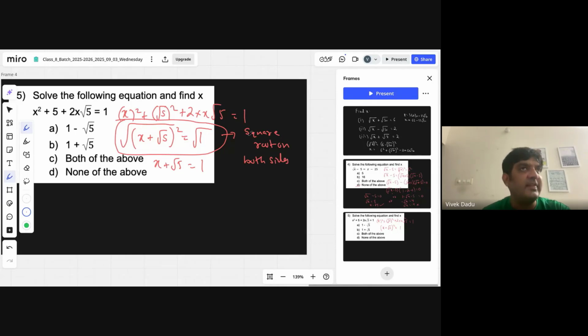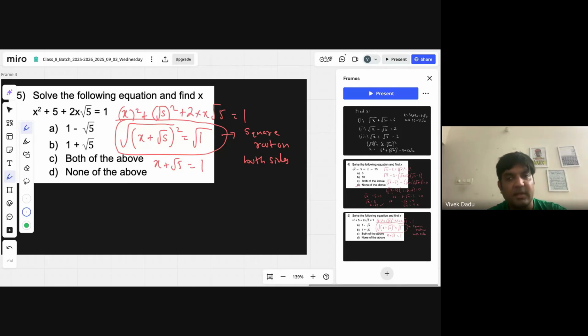Square root on both sides. You know, in math, there is no such operation. In math, there are only 4 operations: addition, subtraction, multiplication, division. Square root on both sides is not an operation. Squaring both sides is also not an operation.